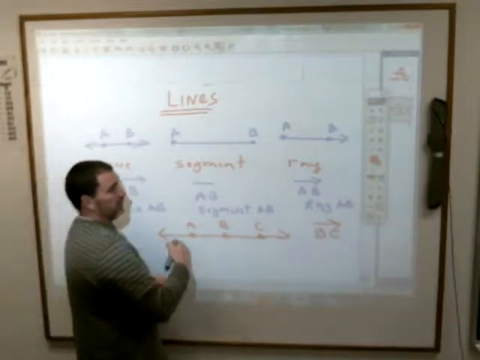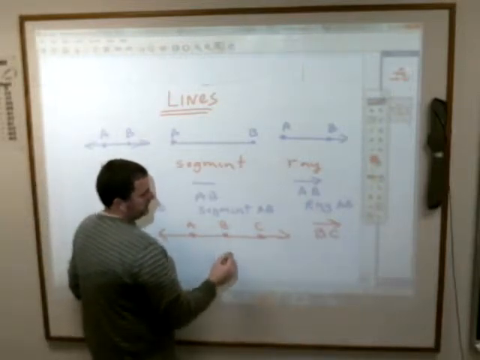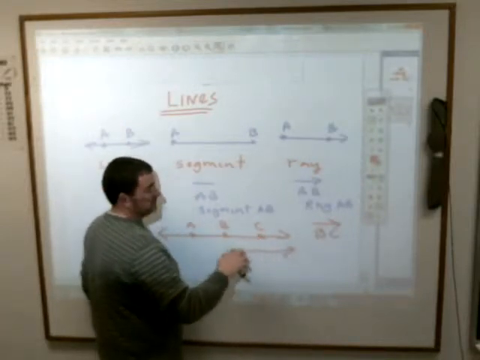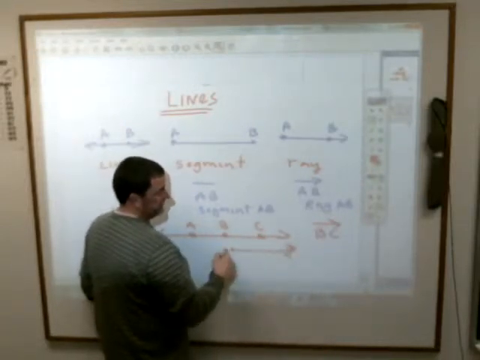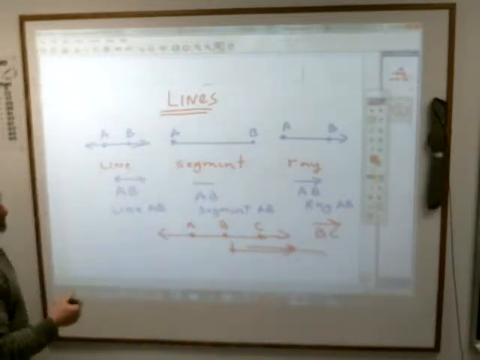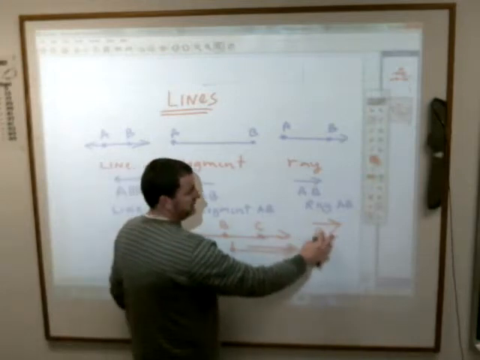A ray. And what ray is it? It's the ray that starts at B and goes forever this way. It doesn't end at C. C is just another point on it. Remember, a ray never ends. It has a starting point and never ends off in that direction. So you would say that as ray BC.